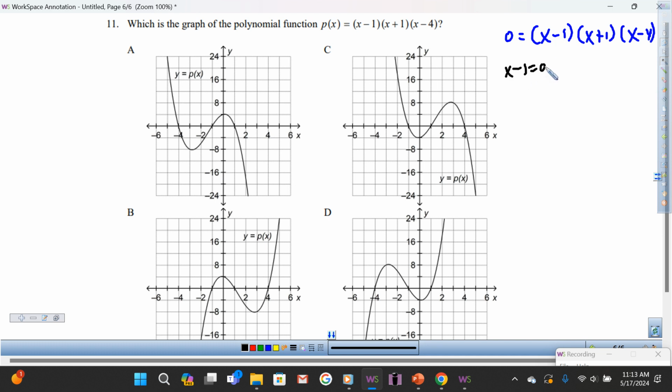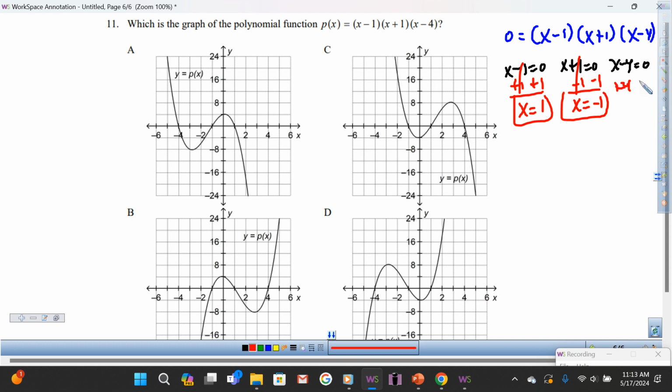x minus 1 equals 0. x plus 1 equals 0. x minus 4 equals 0. And we solve. Plus 1. x equals 1. Minus 1. x equals negative 1. Plus 4. x equals 4. Once again, these are my x-intercepts, roots. By the way, how many are there? 1, 2, 3.